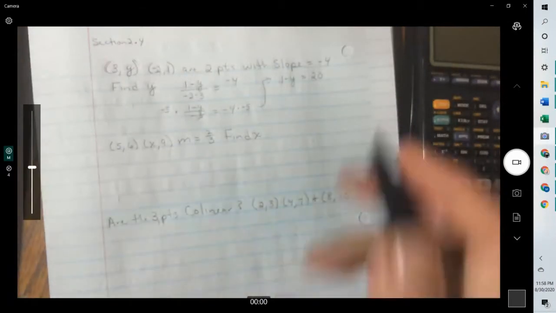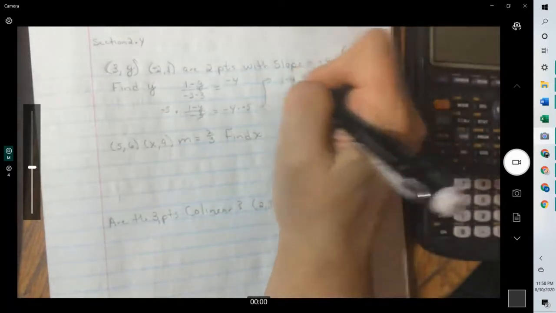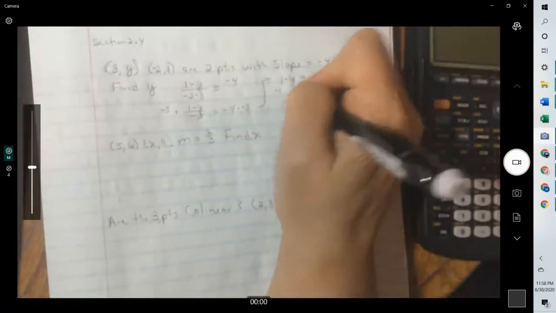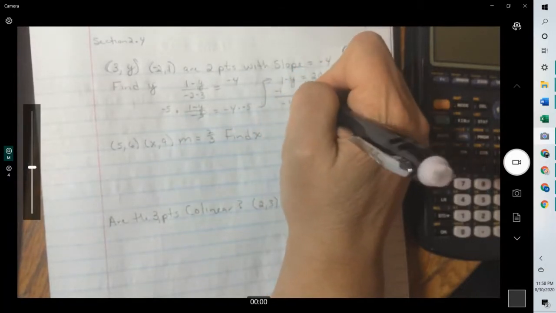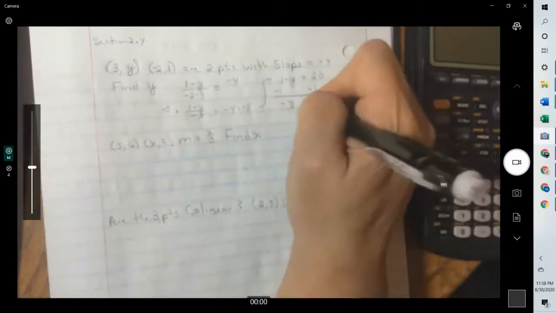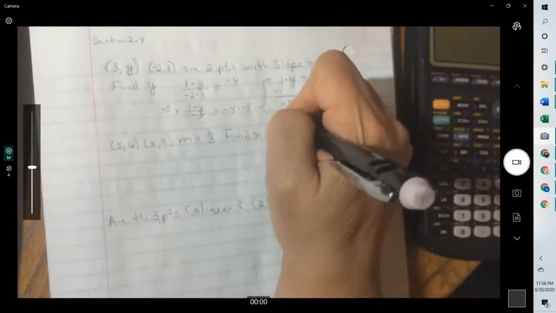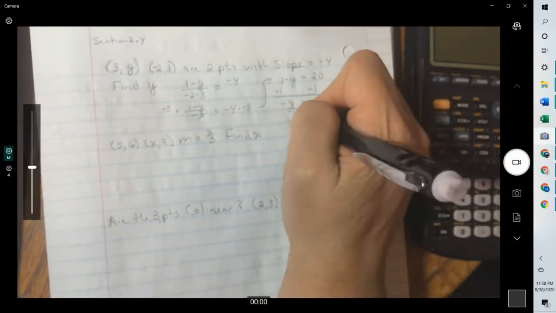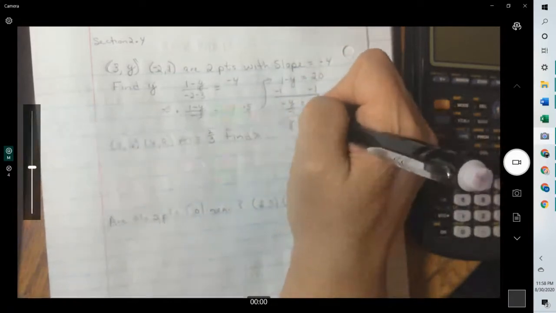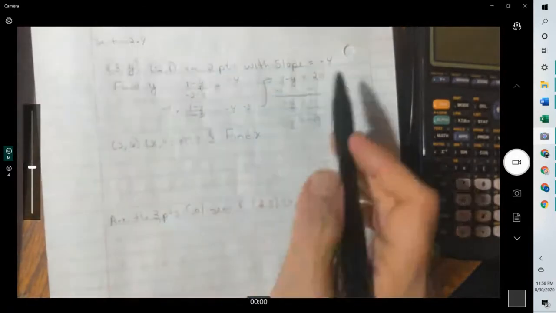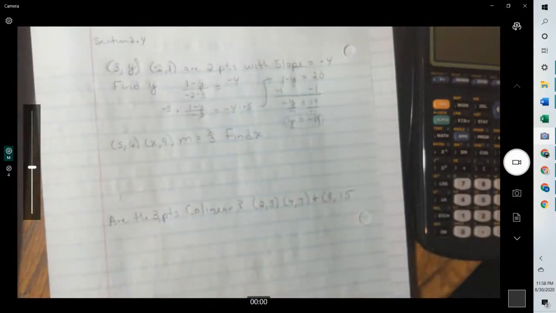Okay. Looked blurry at first, but subtract the 1 to the other side. You get a negative y equals 19 and divide by negative 1. Y equals a negative 19. So if y is a negative 19, the slope would be a negative 4. Try one more.